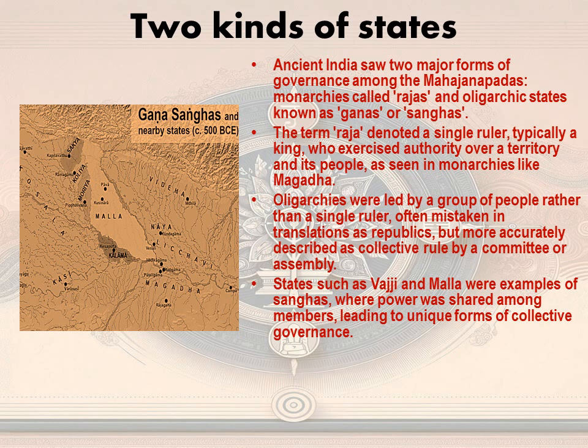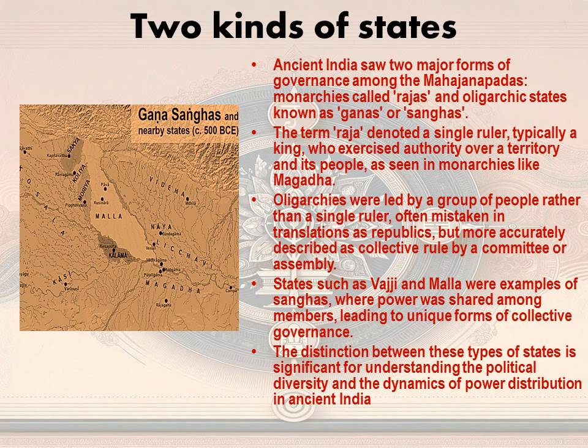States such as Vajji and Malla were examples of sanghas where power was shared among the members, leading to unique forms of collective governance. So this was a very unique form of government where power was shared among the members of a committee. The distinction between these types of states is significant for understanding the political diversity and dynamics of power distribution in ancient India.